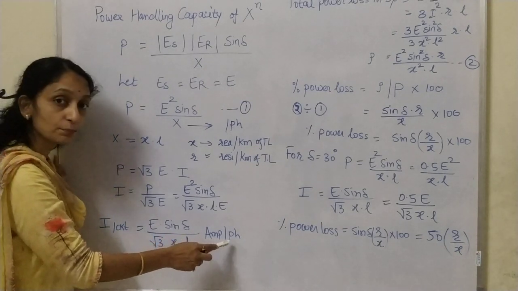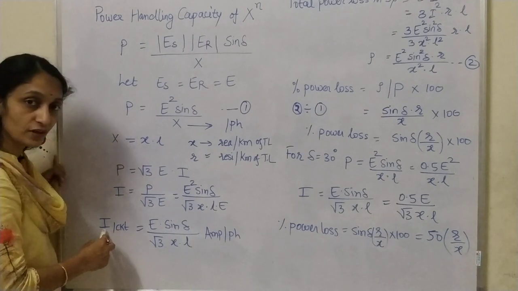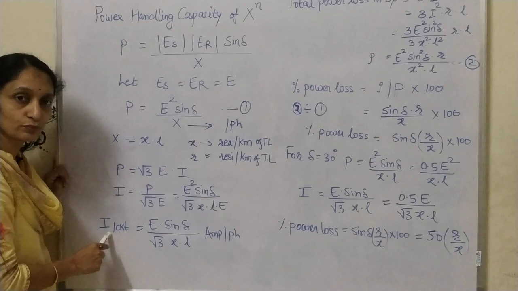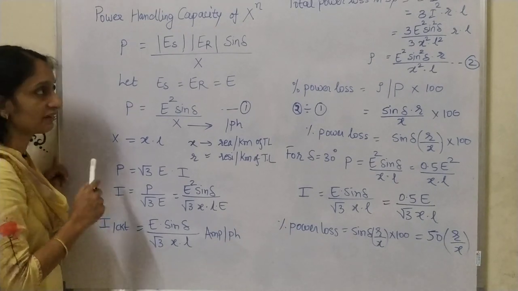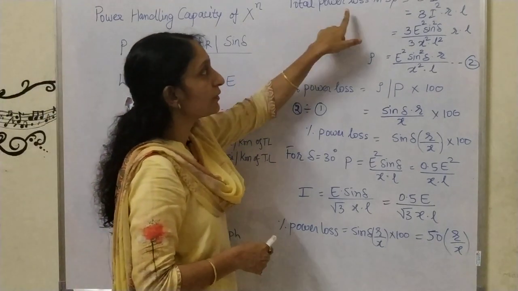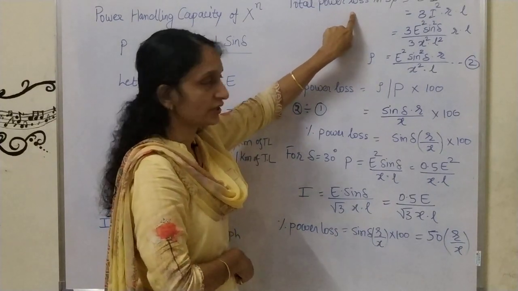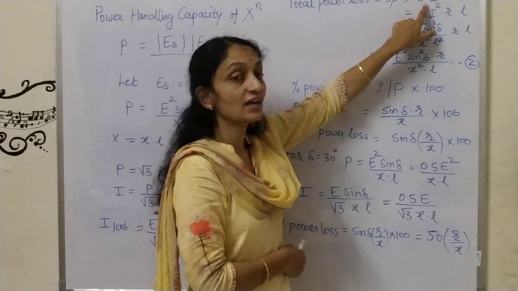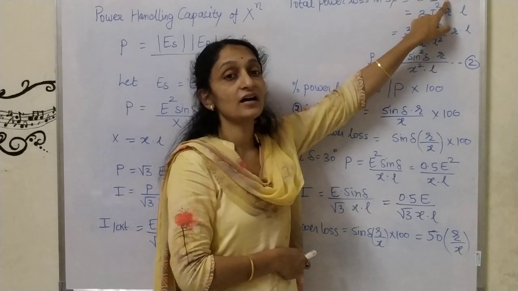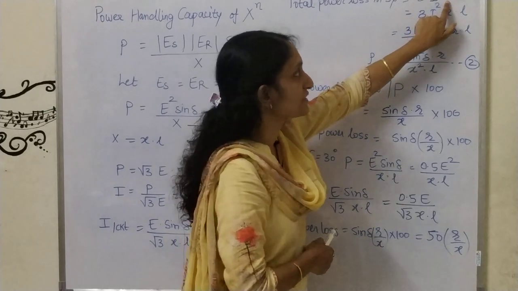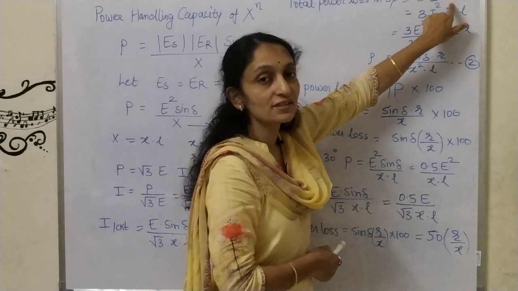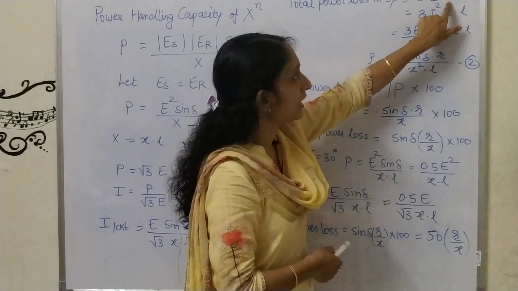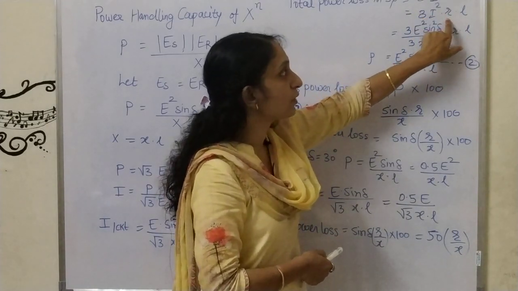Now what is the unit of this current per circuit? That is ampere per phase. So we have derived the formula for current per circuit. Now next, total power loss in 3-phase. The generalized expression for 3-phase power loss is given as 3I square R. What is R? Capital R is the resistance of transmission line. So now replacing capital R with small r into L, just like capital X. So I have replaced capital R with small r into L.